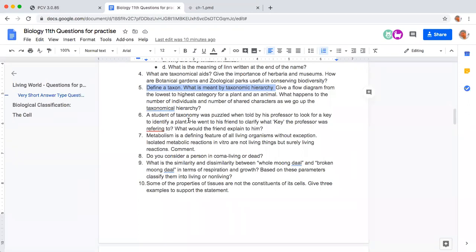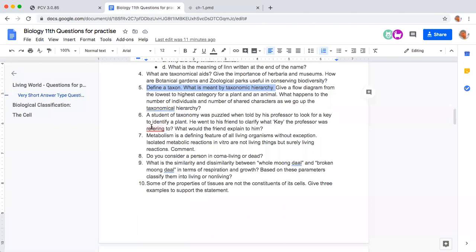Okay, sixth question. A student of taxonomy was puzzled when his professor told him to look for a key to identify a plant. He went to his friend to clarify what key the professor was referring to. Okay, what would the friend explain to him?